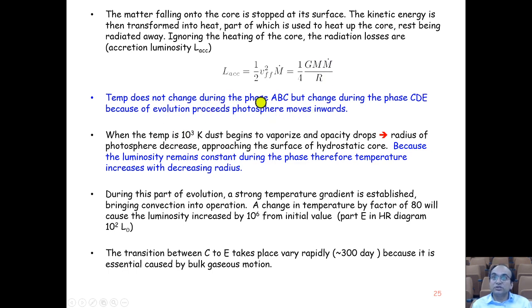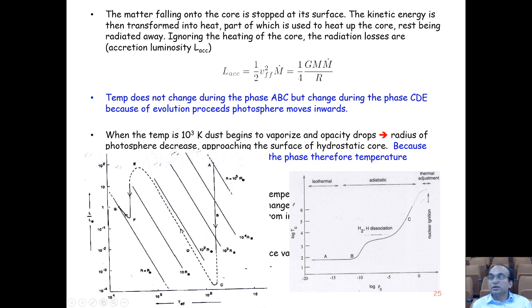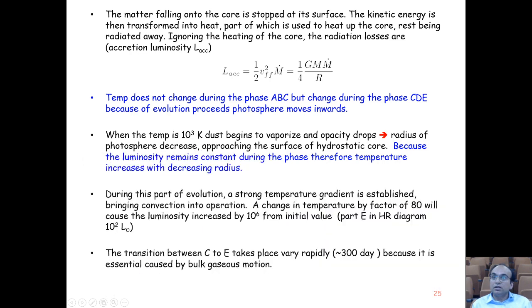So temperature does not change during the phase abc, it is almost constant. But during the phase cde, because of the evolution process the photosphere moves inwards, and the temperature changes. When the temperature is 10 to the power 3 degrees Kelvin, the dust begins to vaporize and the opacity drops, so the radius of the photosphere decreases, approaching the surface of the hydrostatic core.